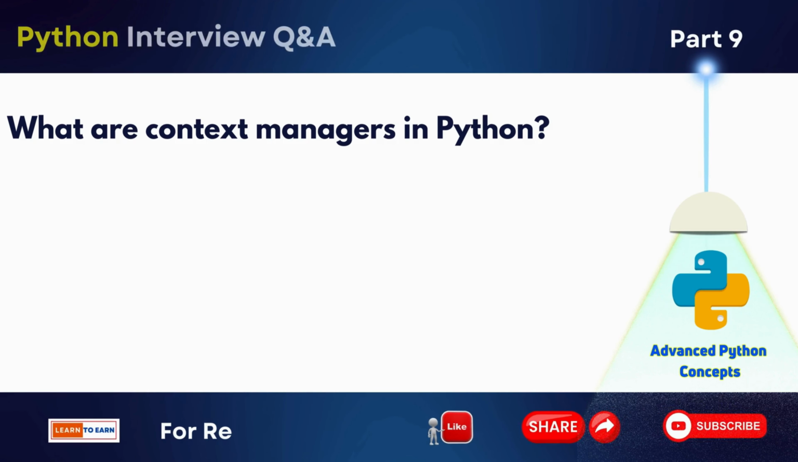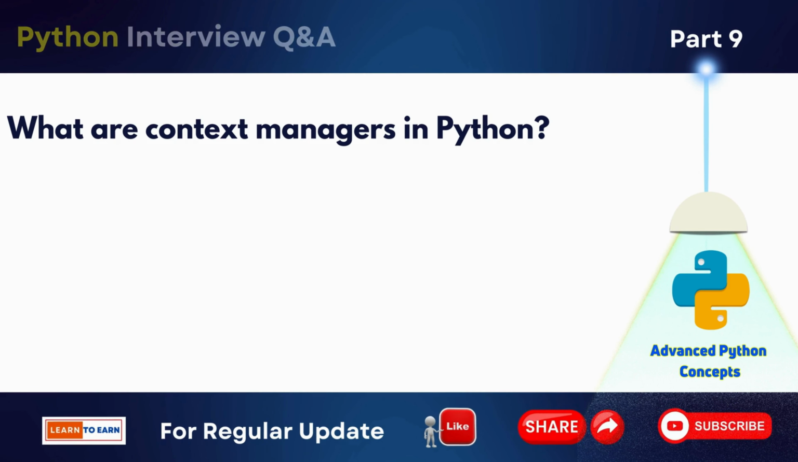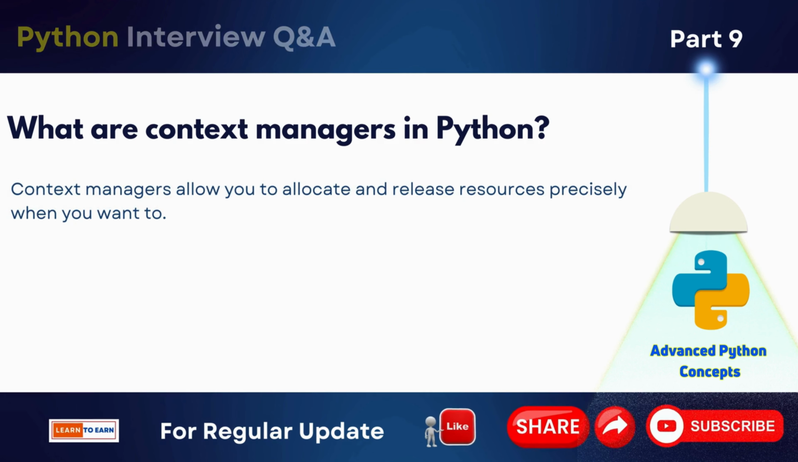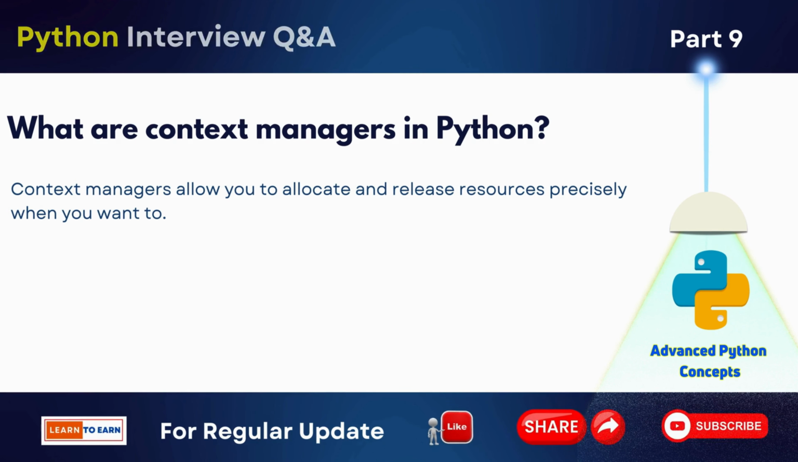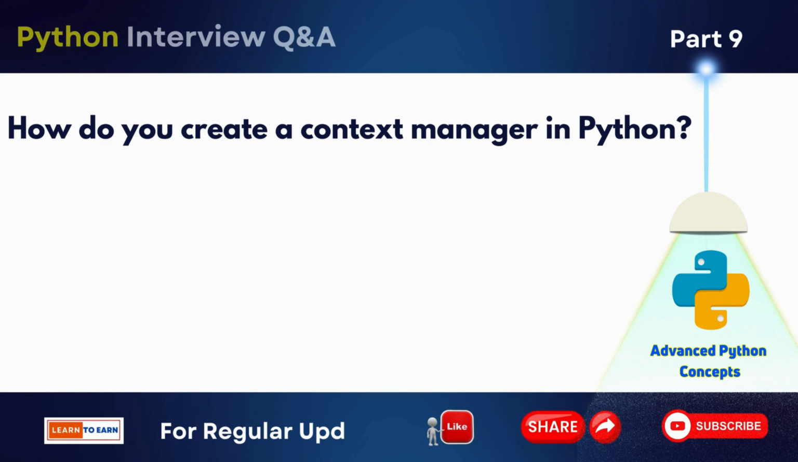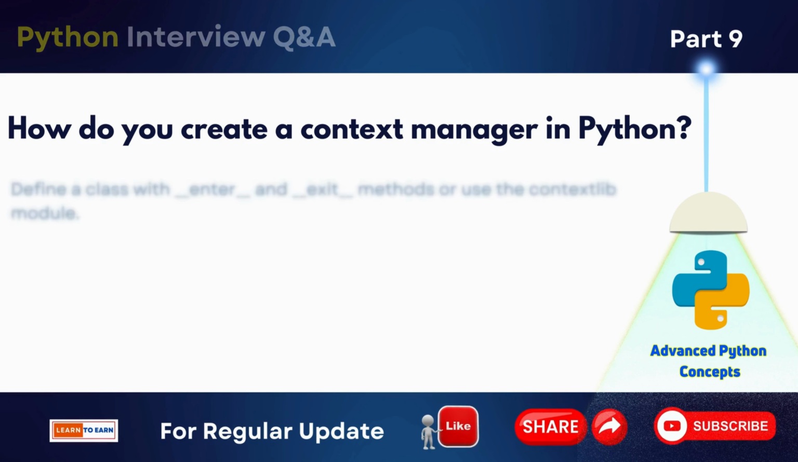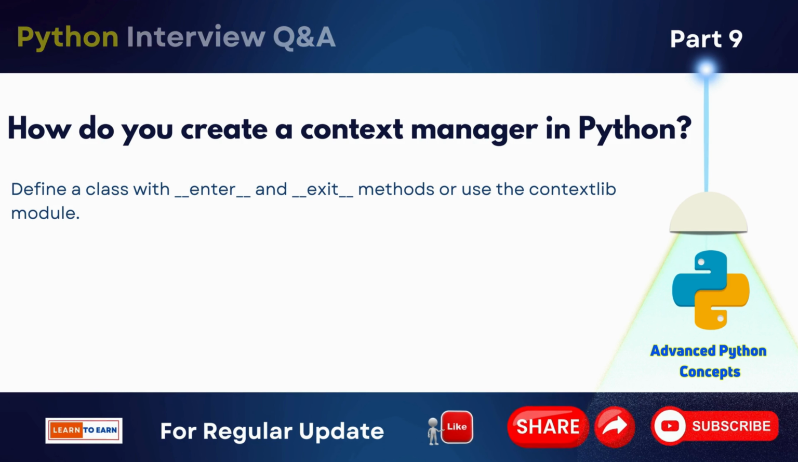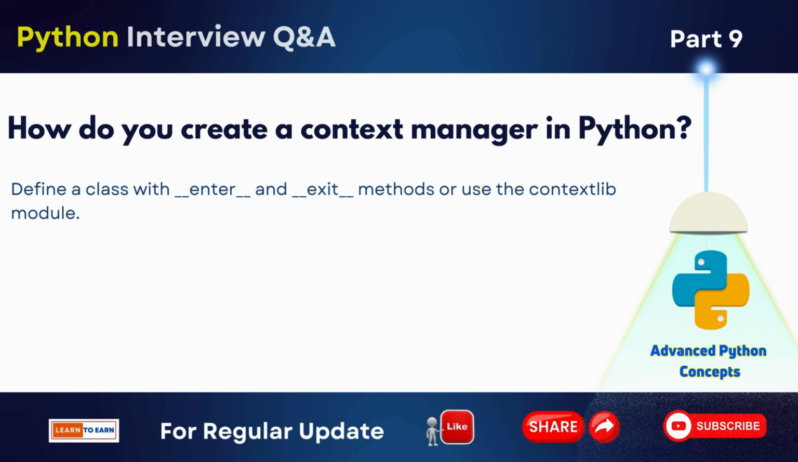What are context managers in Python? Context managers allow you to allocate and release resources precisely when you want to. How do you create a context manager in Python? Define a class with __enter__ and __exit__ methods, or use the contextlib module.